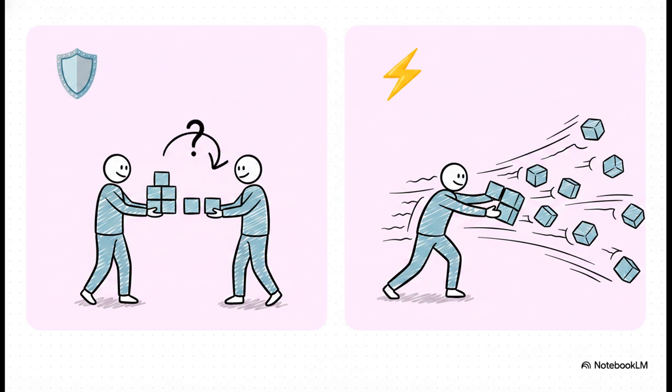UDP, on the other hand, is connectionless, the speed demon. It just throws the data at the destination as fast as humanly possible, without even checking if it arrived. Why use it? Because raw speed beats perfection in scenarios like live video streaming or online multiplayer gaming, where waiting for a dropped frame just causes terrible, unplayable lag.